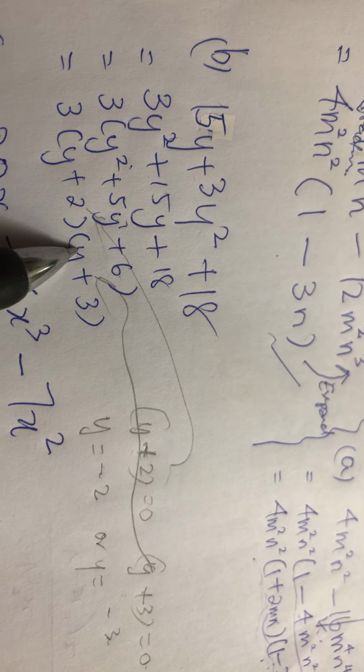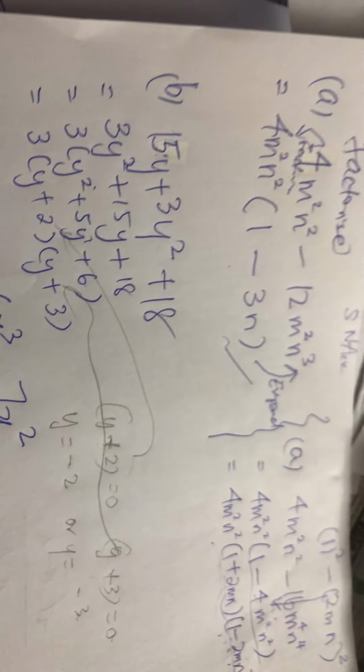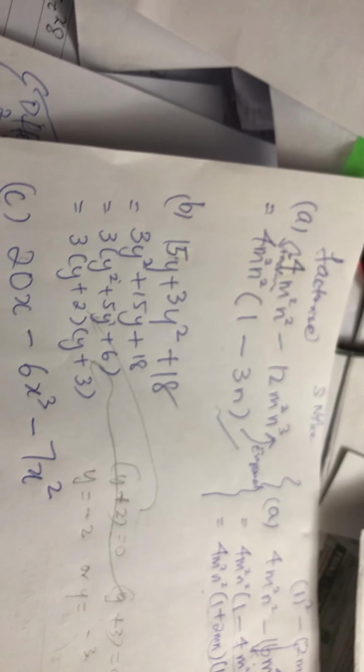y times y is y squared. Correct. Because this 3 is just 3. So that's how you do it. Now let's go on to another question.